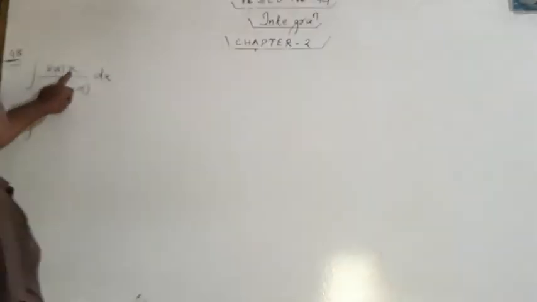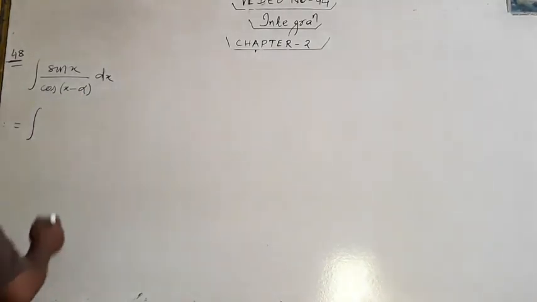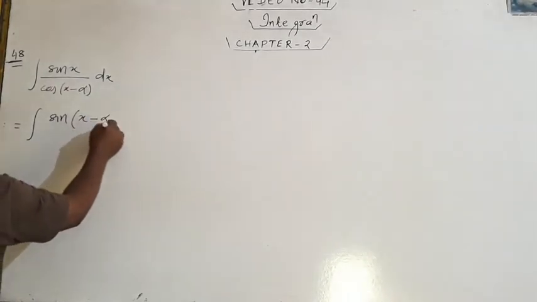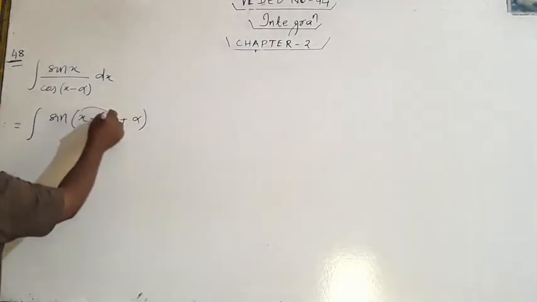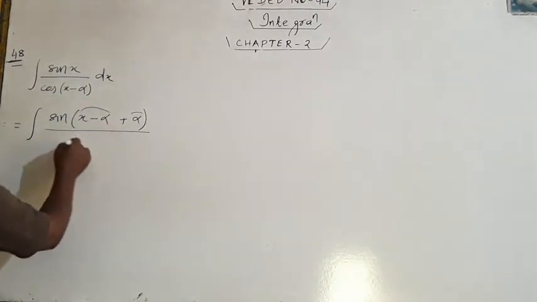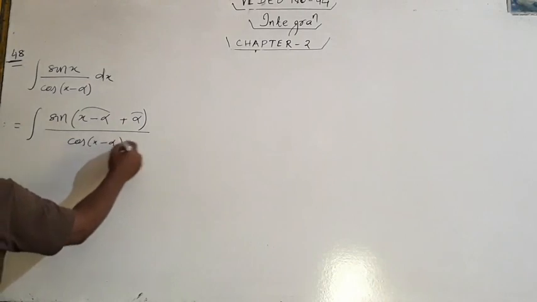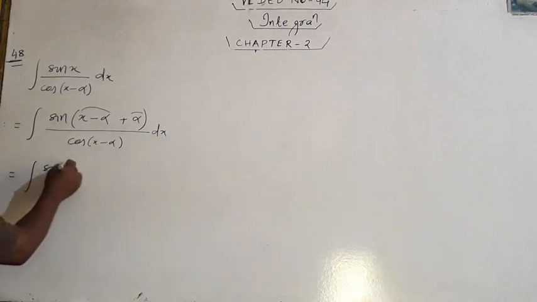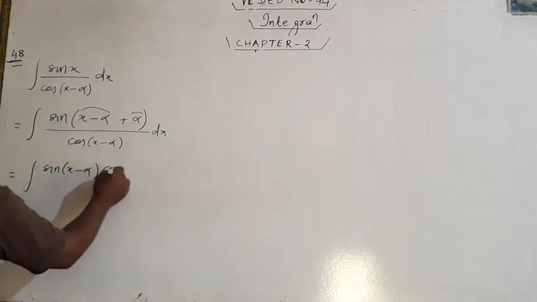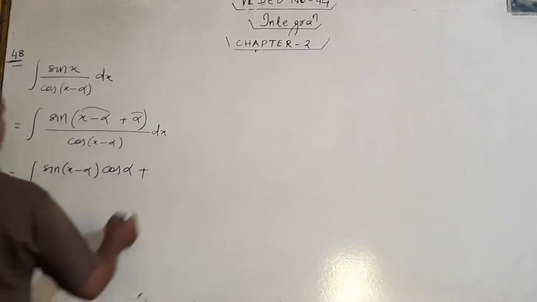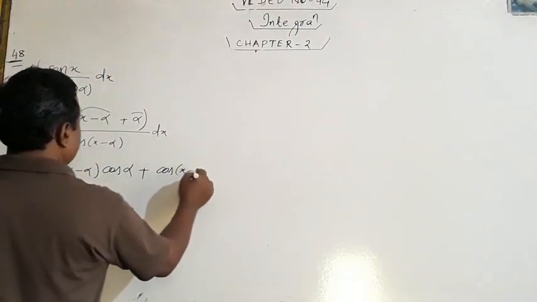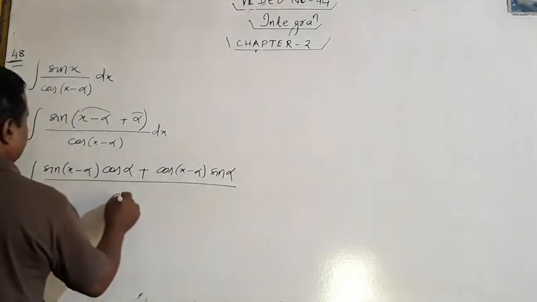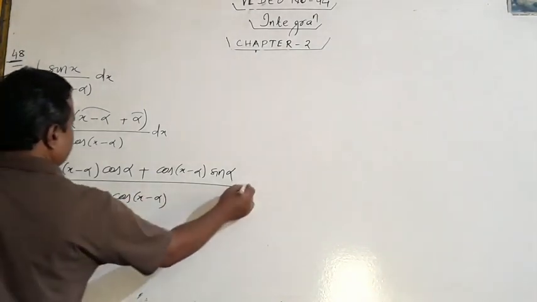Look at this problem. The numerator is x, denominator is x minus alpha. So what you have to write? You write the numerator as x minus alpha plus alpha. Make this. It becomes cos x minus alpha. Apply the formula of sin a plus b. What is the formula? Sin a cos b plus cos a cos x minus alpha sin b by cos what? x minus alpha dx.